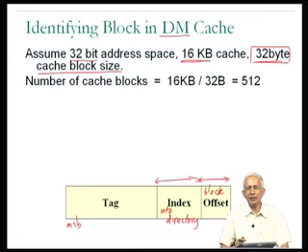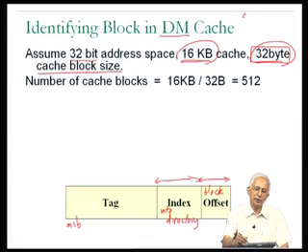Okay, now the first thing that we can readily compute is the number of cache blocks. In other words, the size of the cache in terms of cache blocks. We know the size of the cache in terms of bytes. We know the size of a block in terms of bytes. We can therefore calculate the number of cache blocks by dividing 16 kilobytes by 32 bytes. And you'll quickly be able to see that this is equal to 512. What does this mean? This means that there are 512 cache blocks.